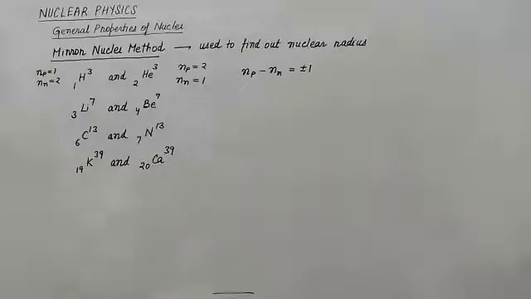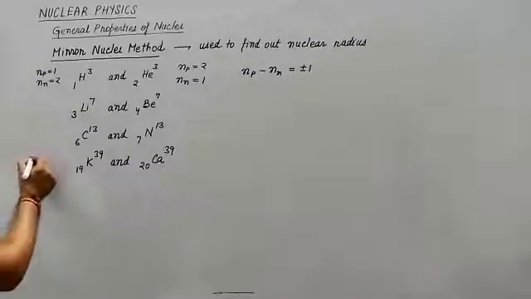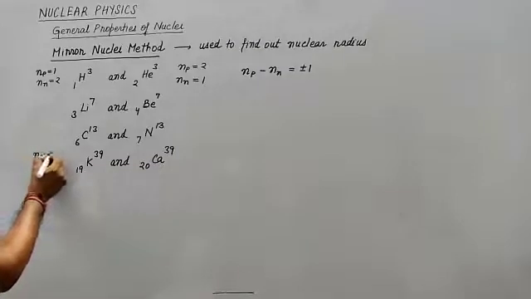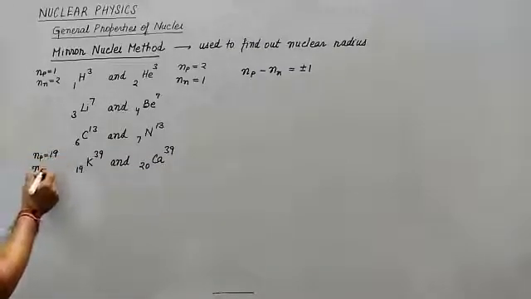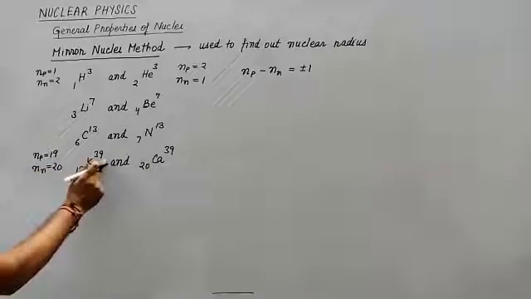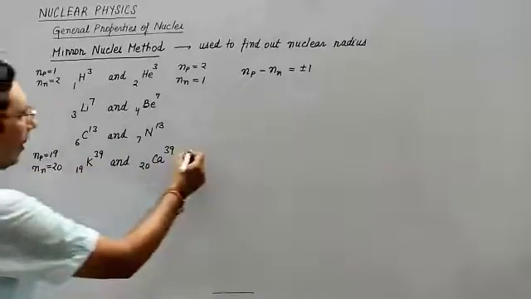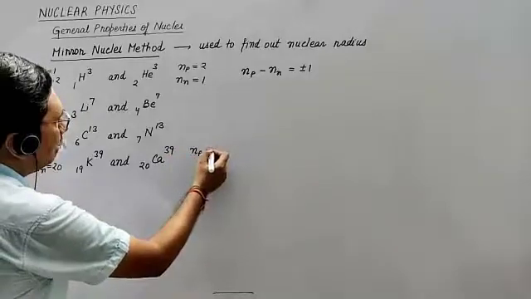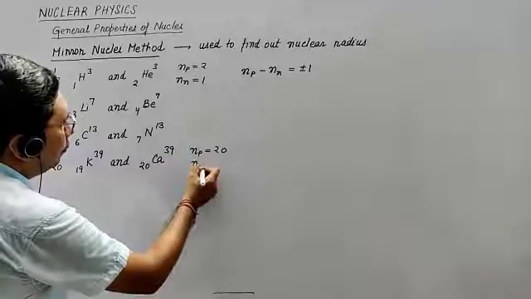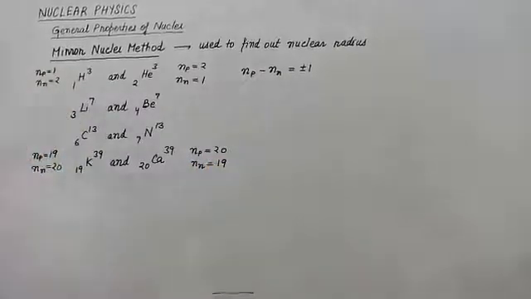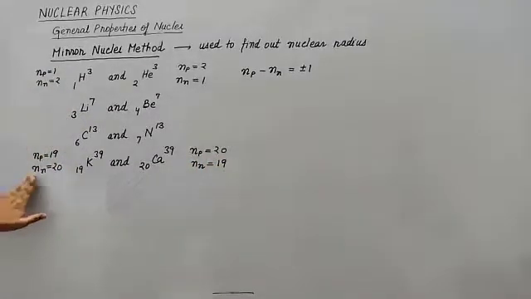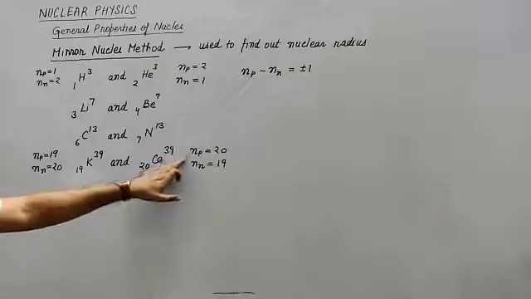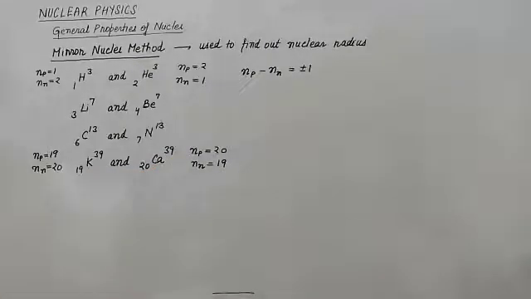In case of mirror nuclei, their number of protons and neutrons are exchanged. You can consider this case like: the number of protons here is 19, the number of neutrons is 39 minus 19, so this will be 20. While here the number of protons is 20, while the number of neutrons is 19. So the number of protons and neutrons are exchanged, and the difference between them is only 1. So Np minus Nn is either plus 1 or minus 1. So their difference is equal.